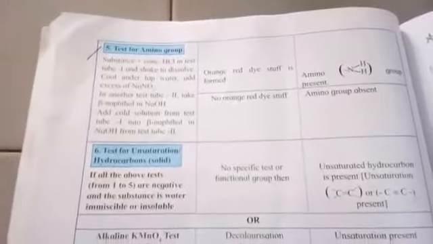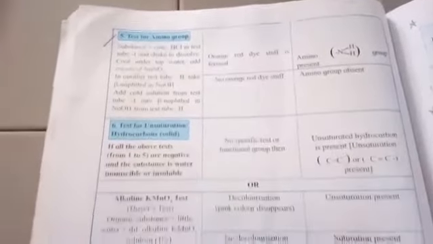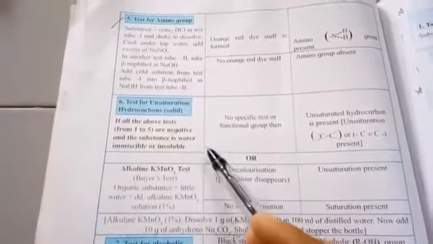Then the third functional group we are taking is the amino group, test for amino group, right? And there is a sixth test for unsaturation.